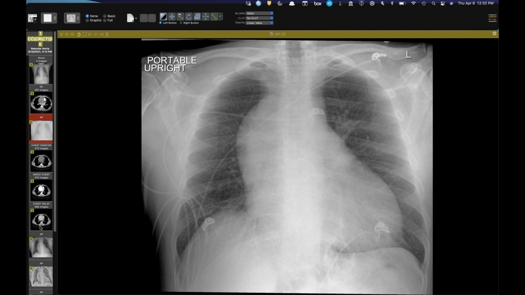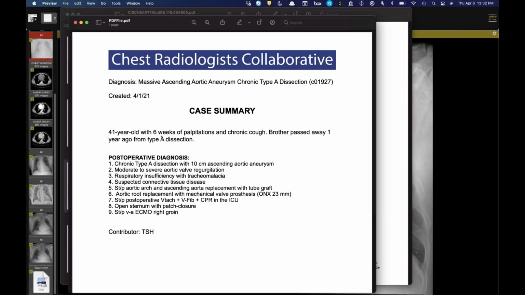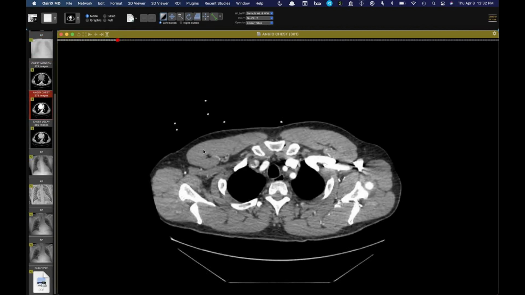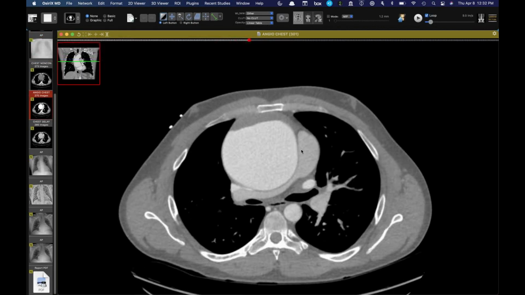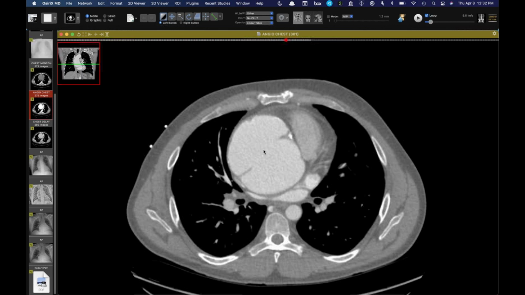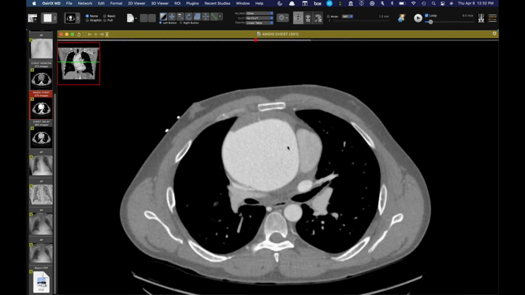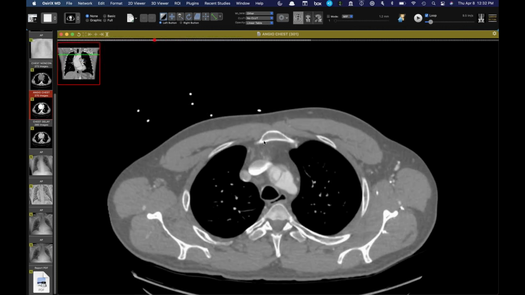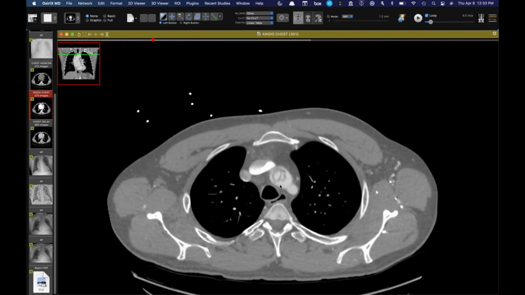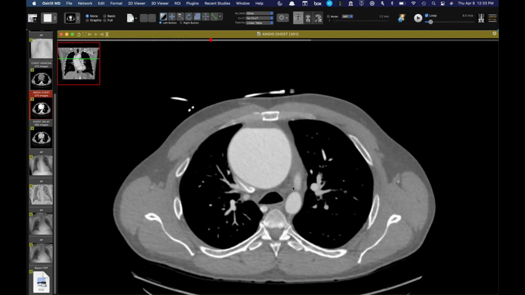This guy, I put this together a couple of weeks ago. Let me pull it up and see. Yes, 6 weeks of palpitations and chronic cough. And interestingly, his brother passed away a year ago from a dissection. And here you will see, this is definitely in the top 2 of the largest ascending aortas I've ever seen. And he also has findings of a chronic dissection. You can see that there's a lot of calcium in the wall here and some mural thrombus. And what's interesting too, and they only briefly commented on this, but it looks like he has an intimo-intimal intussusception up into his arch vessels. And they did comment that there was a complete circumferential intimal tear into the arch vessels there.